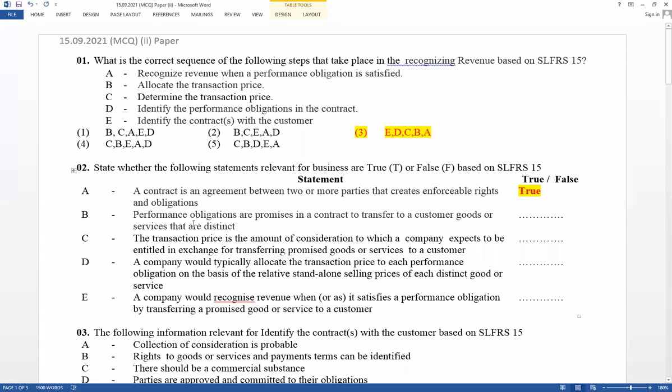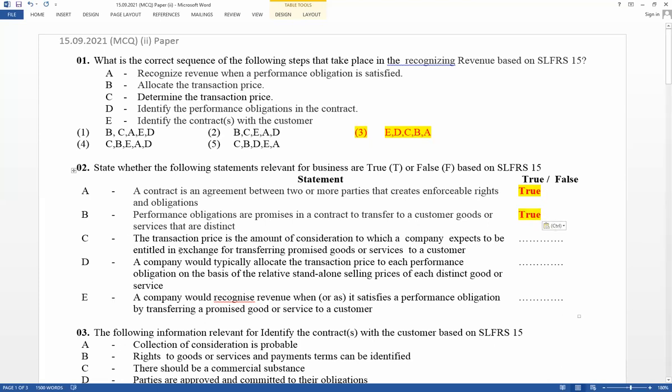Second one, performance obligation are promised in a contract to transfer to customers goods or service. Performance obligation කියන්නේ පොරොන්දු වෙච්ච දේවල්. Therefore, this is the definition. Performance obligation are the promise in contract to transfer to customer goods or service. Therefore, part B also true.